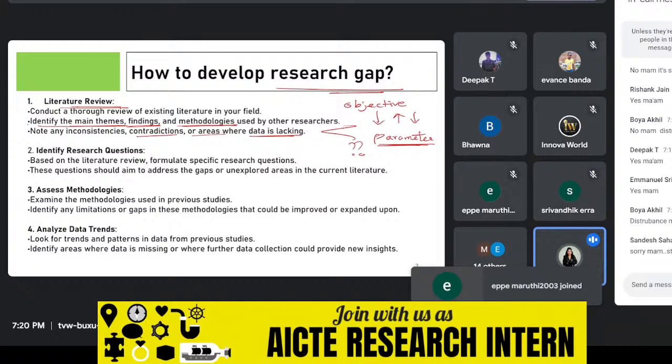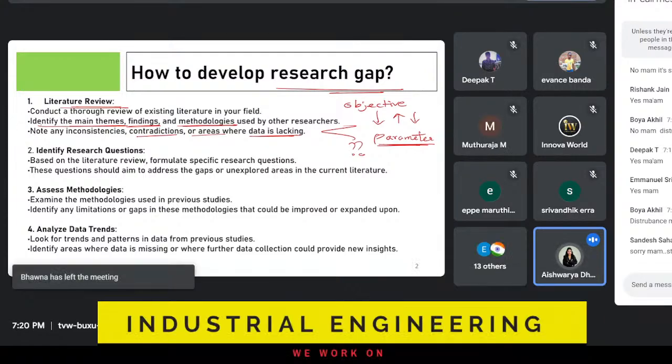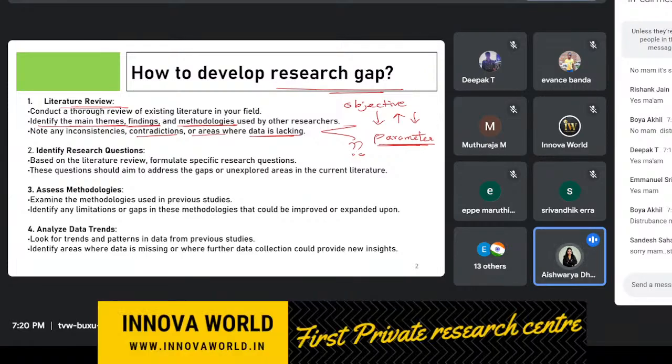In the upcoming session, in the upcoming slides, I will show you how to identify the literature, and how to segregate it based on these factors, right? Then comes identifying the research question.